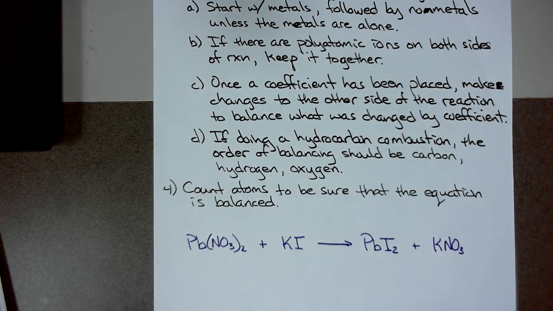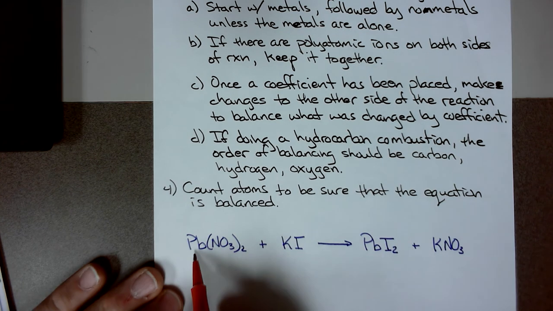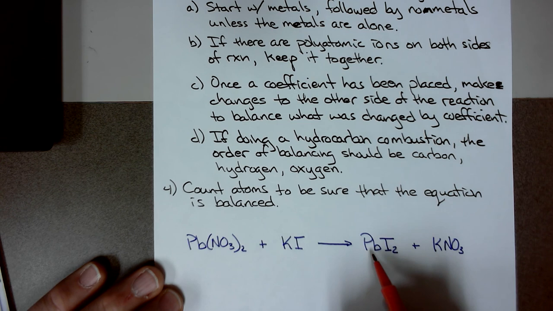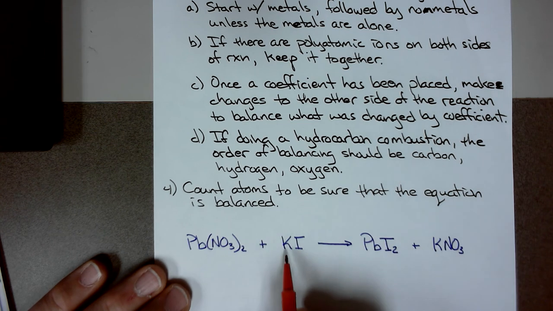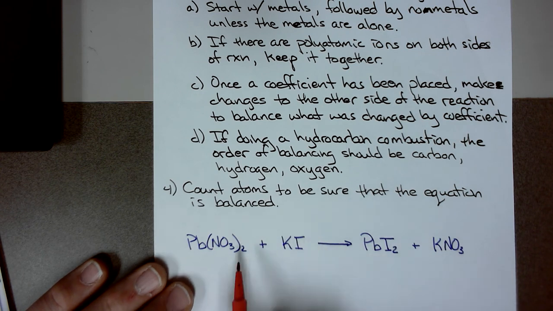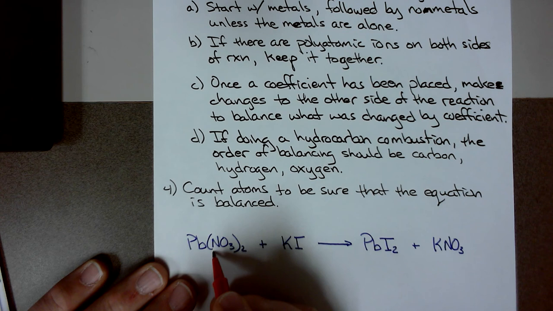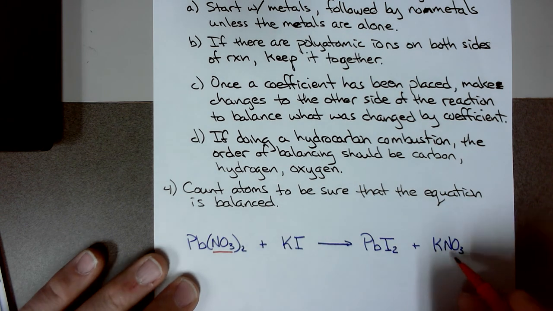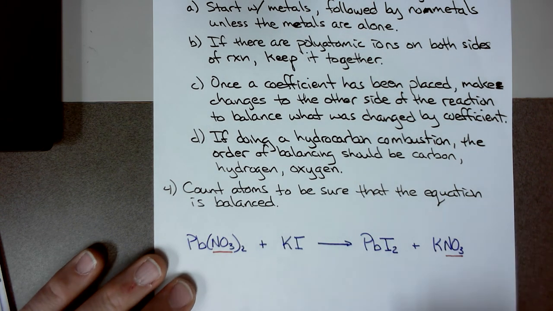Okay, so I'm going to go about balancing this. The first thing was start with the metals. Lead is 1 here, 1 here, so that's good. The next metal is potassium, 1 on this side, 1 on this side, so that's good. So then I go to the nonmetals, and I notice here that I have a nitrate, which is a polyatomic, and a nitrate, and they stay together. So I can count them as nitrates. On this side I've got 2 nitrates, on this side I have 1.